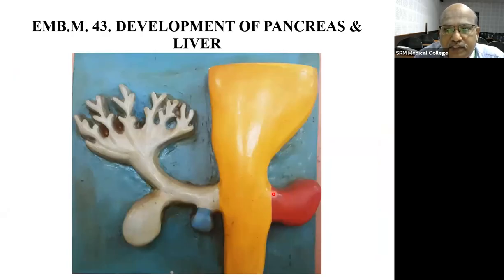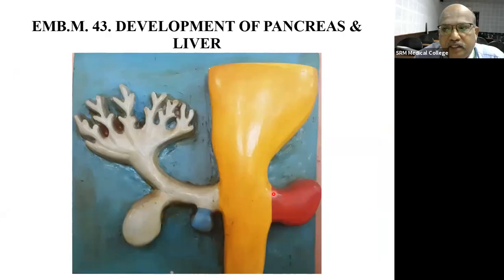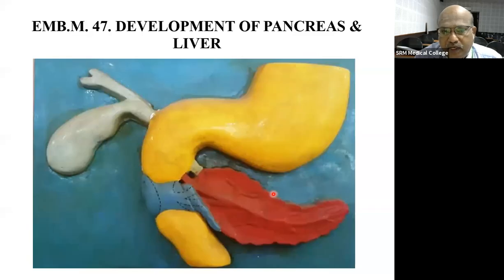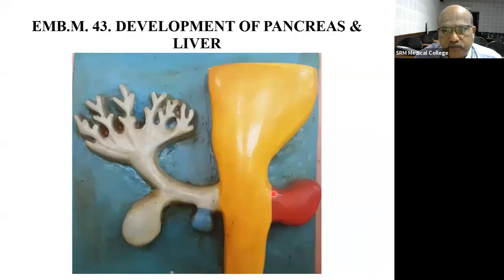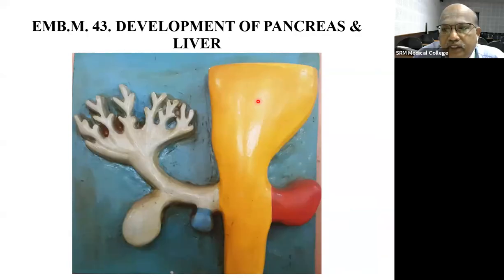Already it is labeled. You are saying development of pancreas and liver. Okay, so you will have two or three models. See that. So what is this? Number 150. Yes, sir. What is this?